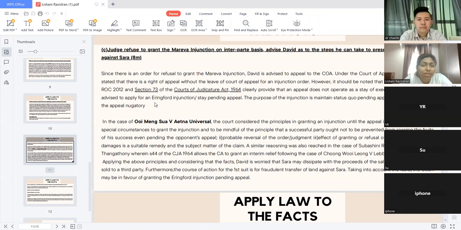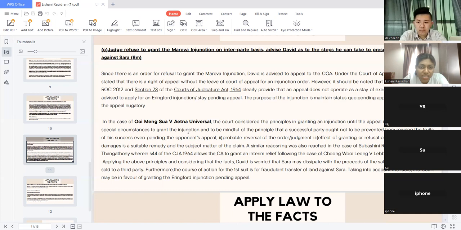render the appeal nugatory. All this wording, I've taken from Gopal Sri Ram's document. You can go through it, or definitely it's inside your book. So in the case of Ui Meng Sua with Athena Universal, the court considered the principle in granting an injunction until the appeal is heard. Okay? What is the principle? Is there any special circumstances to grant the injunction?